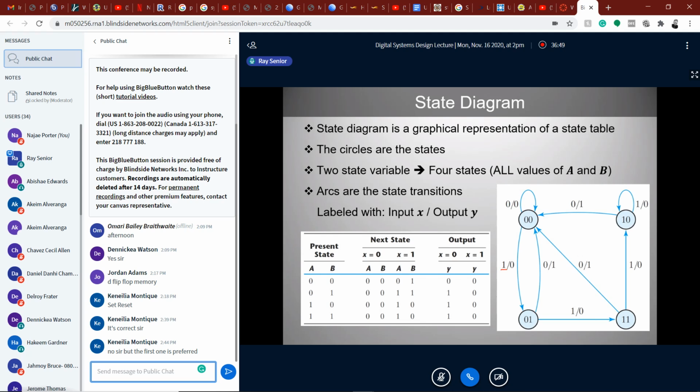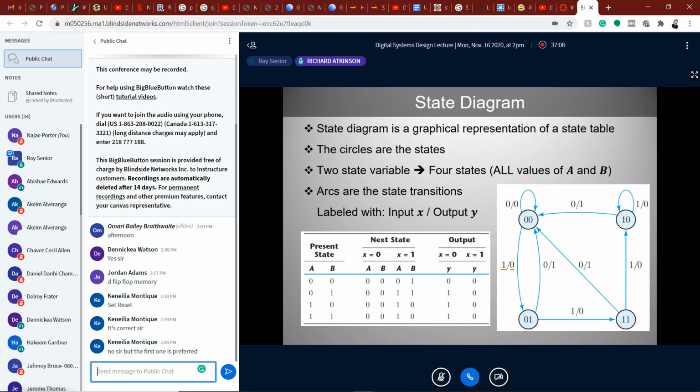So this here is the 1 on the input. See, I've underlined it. So that's a 1. So when you get a 1, you transition to state 0, 1. So 0 for A, 1 for B. And then the output is also 0.